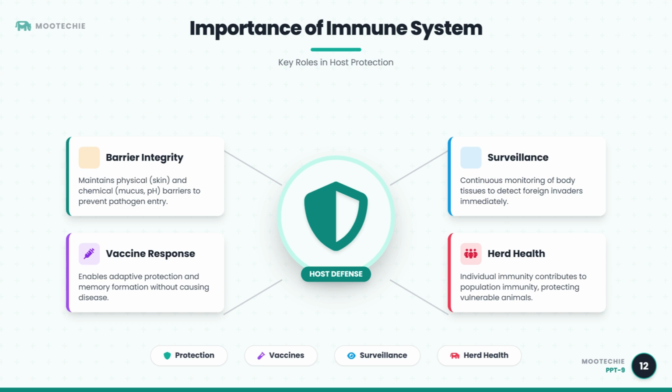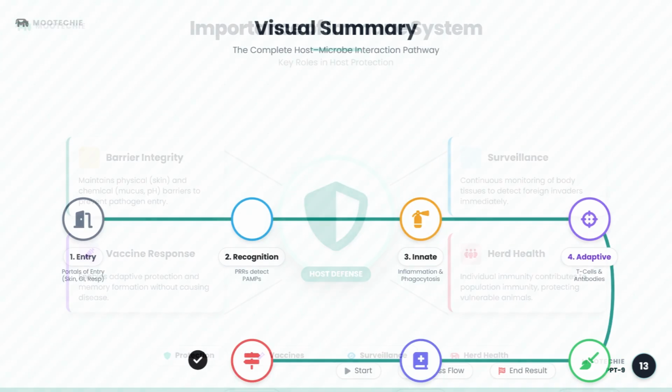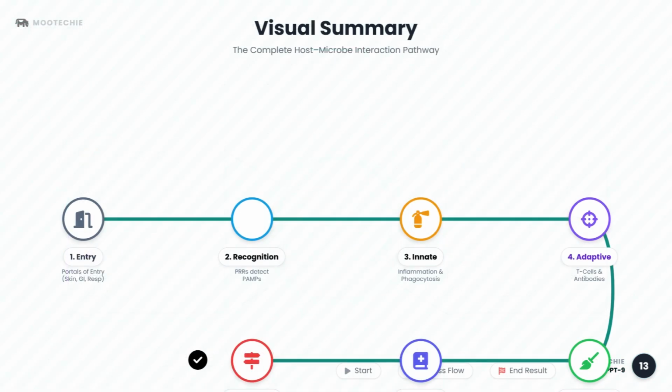The immune system continuously monitors all body tissues to detect any foreign invaders immediately. Finally, it is crucial for herd defense. The immunity of individual animals contributes to the overall protection of the entire herd, especially shielding those who are more vulnerable. To bring everything together, here's a visual summary of the complete pathway.